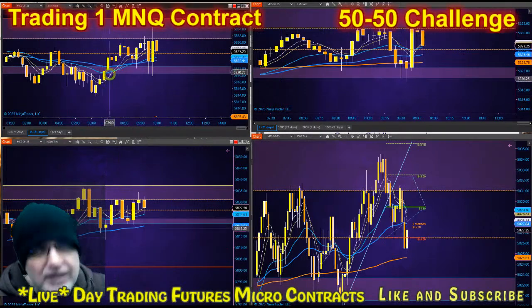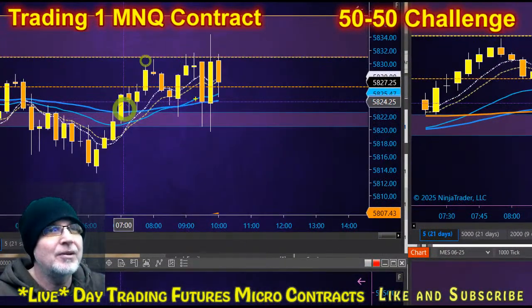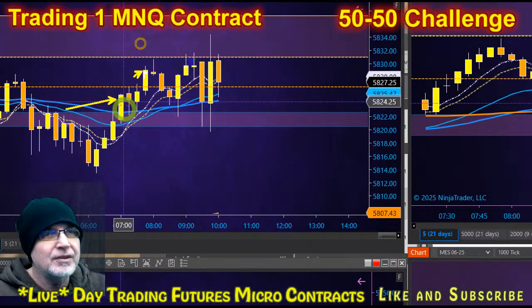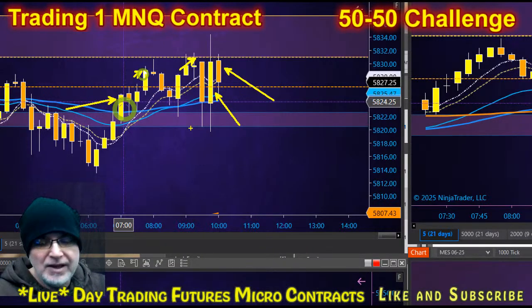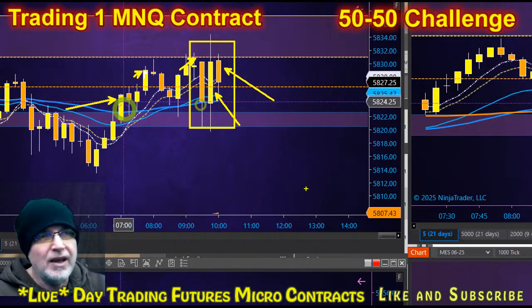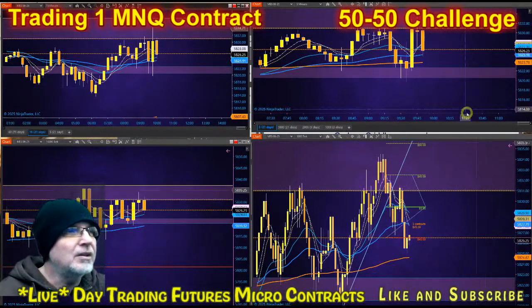It's too choppy. I mean, the 15-minute bar, 15-minute chart. I want to see it closing above the moving averages. Even right here, the green candle did close above the moving averages. But looking at these last three candles, it's so ugly.